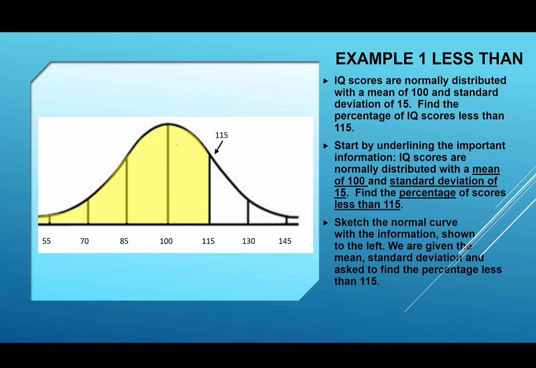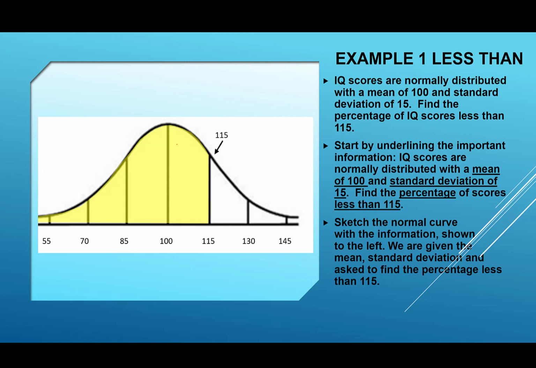So on example 1, the problem reads, IQ scores are normally distributed with a mean of 100 and a standard deviation of 15. We're asked to find the percentage of IQ scores that are less than 115. We start this by underlining the pertinent information, which would be the mean of 100, standard deviation of 15, and percentage less than 115. And we sketched the normal curve in this graphic.